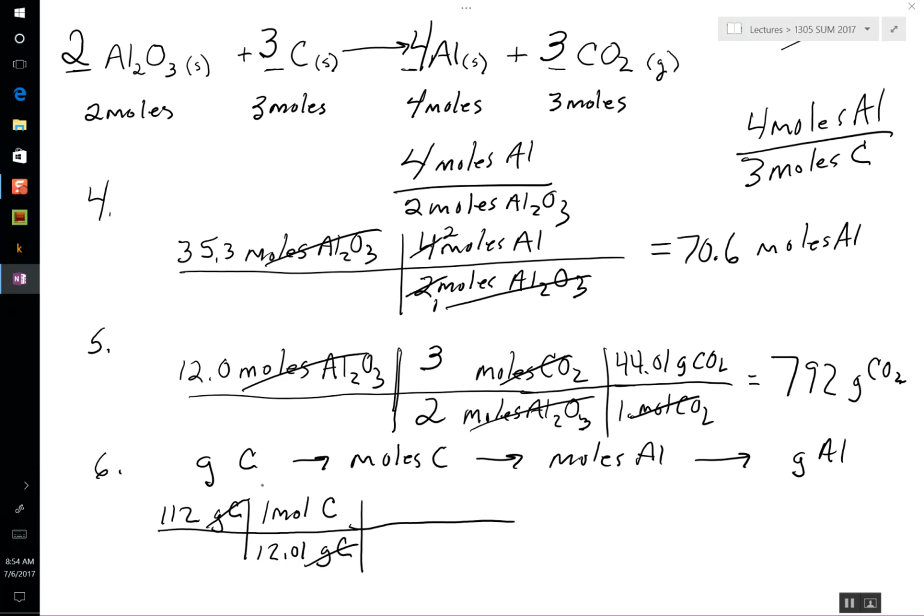Now to convert moles of carbon into moles of aluminum, I need to put my moles of carbon down here, my moles of aluminum up here. And what is that relationship? You get 4 moles of aluminum for every 3 moles of carbon. Where did I get those numbers? From the balanced chemical equation. It's the only time that I use that. It's right there. Moles of carbon cross out.